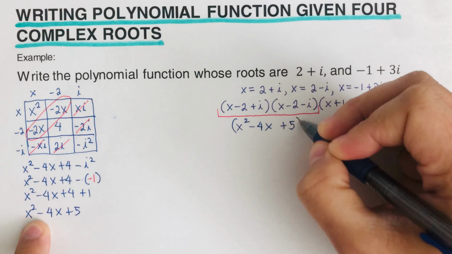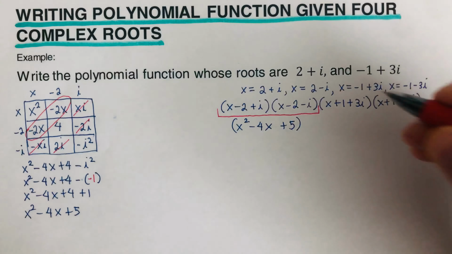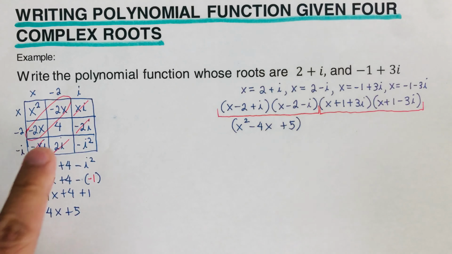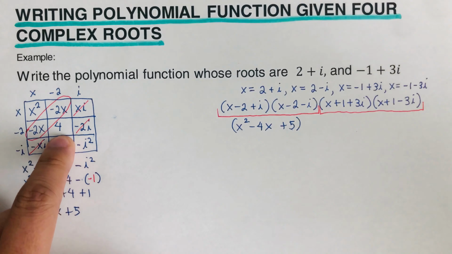So I multiply them together. Now the next thing that I would do is to multiply these next two right here using the same process that we did here, using a 3x3 box.